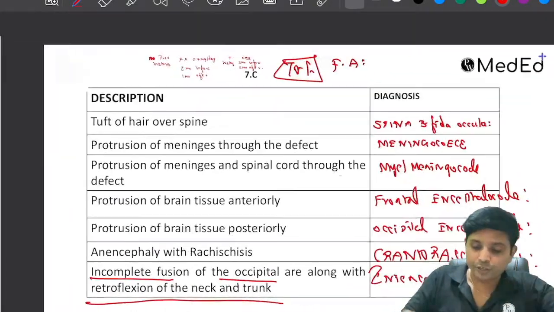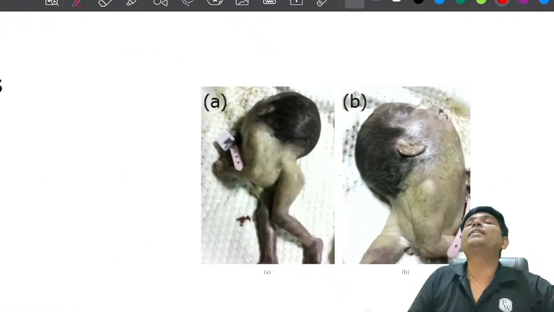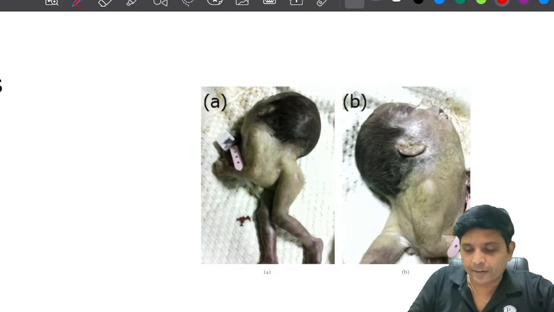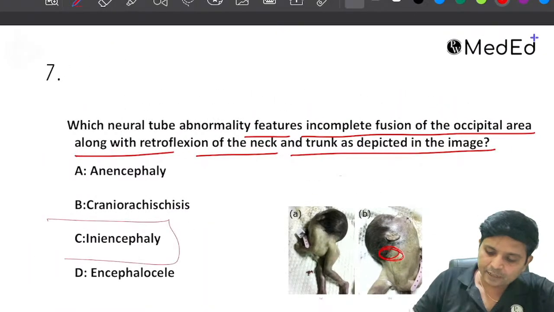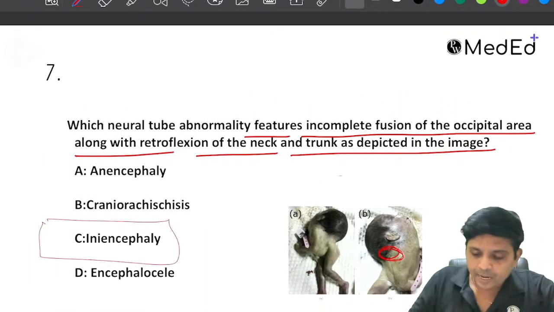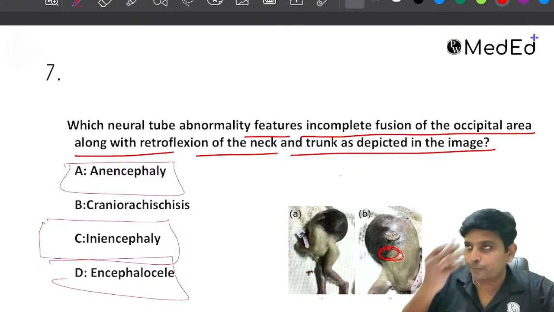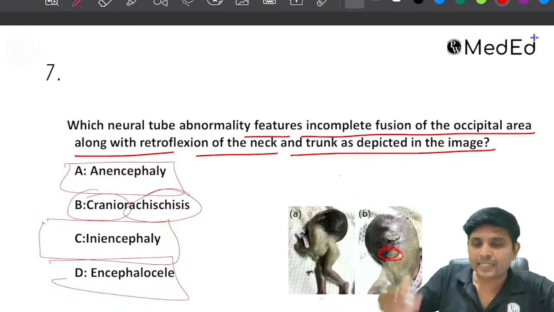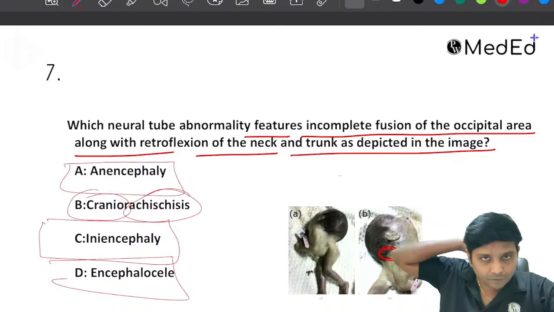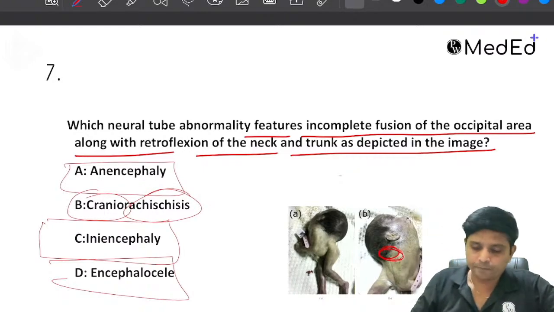So what is the question here? Look at this. There is complete severe retroflexion of head and neck. This severe retroflexion is suggestive of iniencephaly. Anencephaly means absence of brain. Encephalocele means protrusion of brain. Whereas craniorachischisis means anencephaly along with complete absence of closure of the spinal cord.